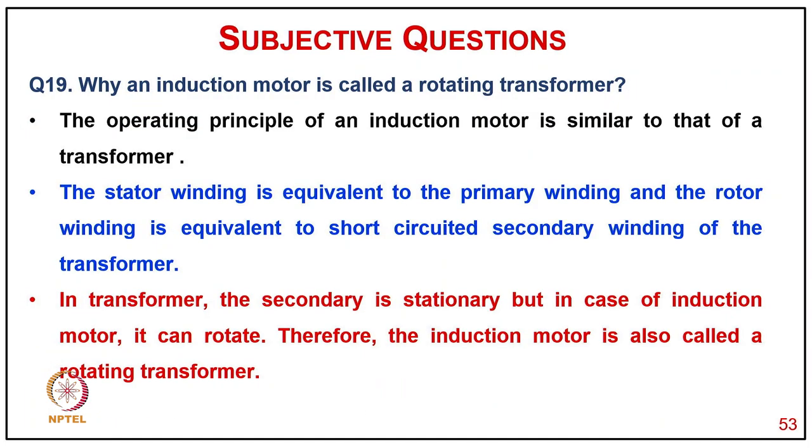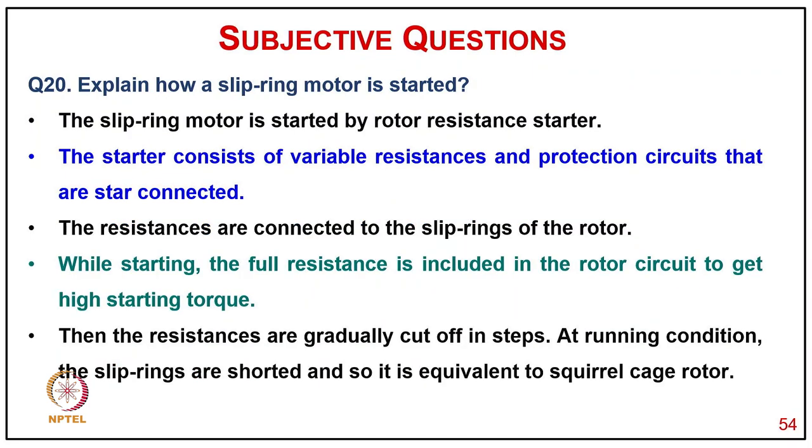Now, question 19, why is an induction motor called a rotating transformer? The operating principle of an induction motor is similar to that of a transformer. The stator winding is equivalent to the primary winding, and the rotor winding is equivalent to the short circuited secondary winding of the transformer. In a transformer, the secondary winding is stationary, but in an induction motor it can rotate. Therefore, the induction motor is also called a rotating transformer.